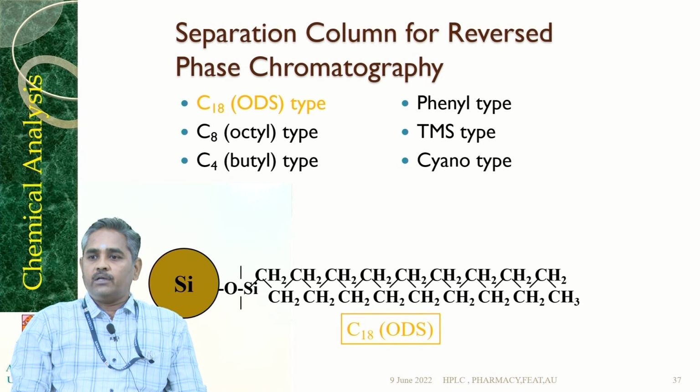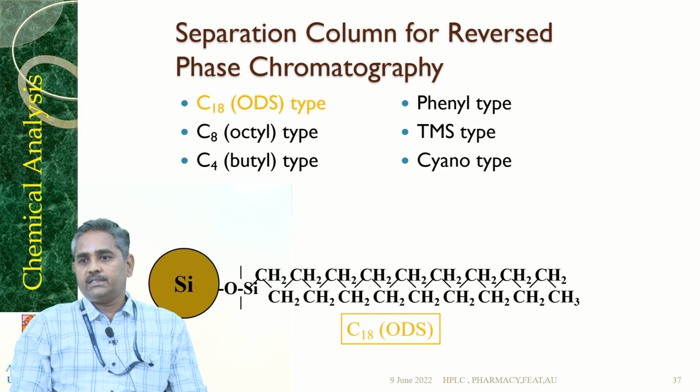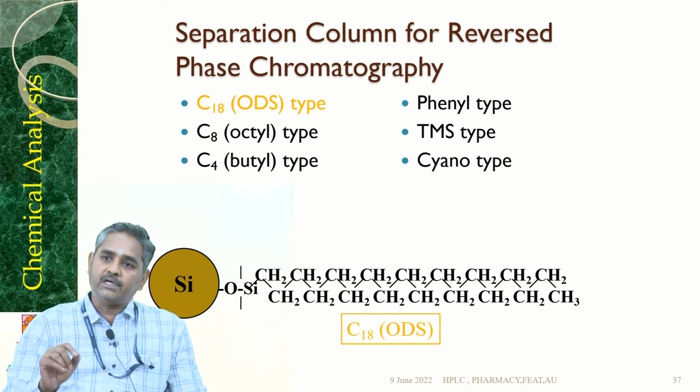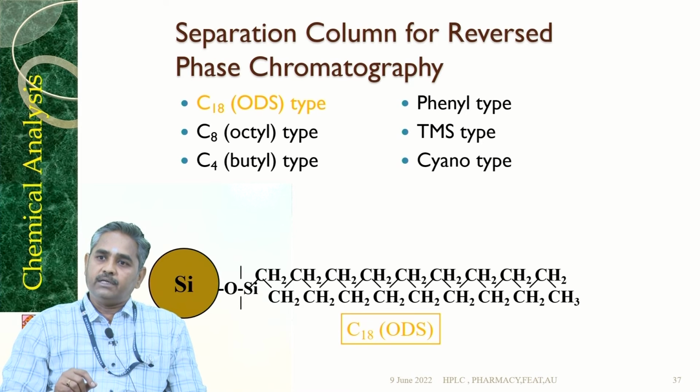So, this is the column material, the stationary phase, like octadecyl silane. You can see silicon is bonded with octadecyl, the ODS column. ODS, octadecyl, means 18 CH2 groups are attached to the silyl group. C8 octyl group, C4 butyl type, phenyl type, TMS type, tetramethyl silane, and cyano type columns are used in reverse phase chromatography, which are less cost effective.